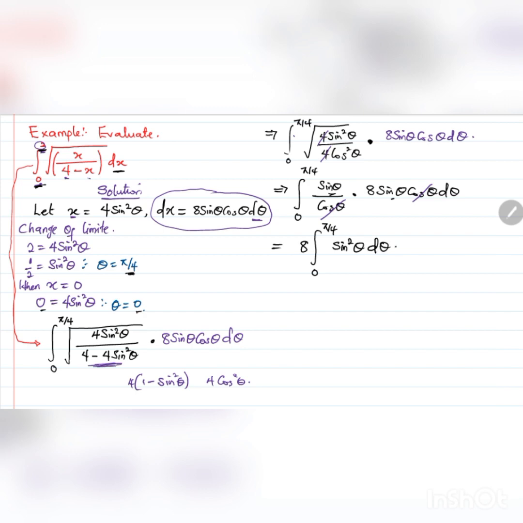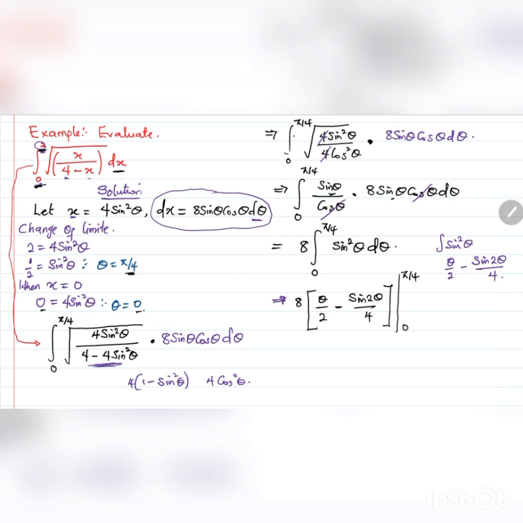Okay, and from our standard techniques, when you integrate sine square theta, the integral of sine square theta is the same thing as theta over 2 minus sine 2 theta over 4. So I can say that here we have our answer to be 8 into bracket, the integral of sine square theta, theta over 2 minus sine 2 theta over 4. Close the bracket. Boundary is 0 to pi over 4.